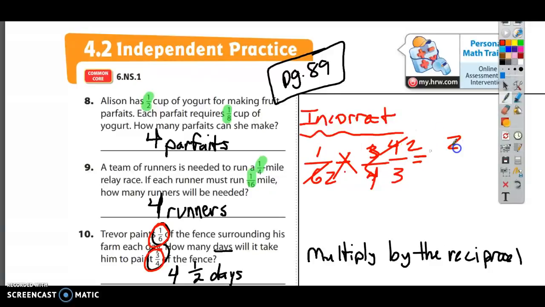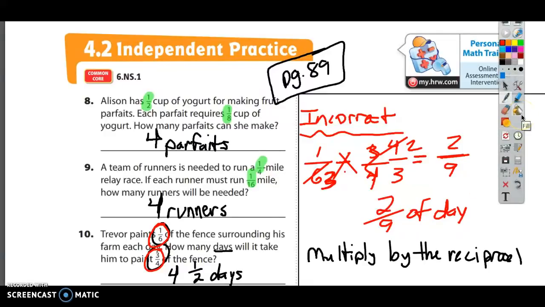1 times 2 is 2. This is supposed to be a 3 here. 3 times 3 is 9. 2 ninths. 2 ninths of a day. Does 2 ninths of a day make sense? Does that answer make sense? It doesn't. It doesn't make any sense.